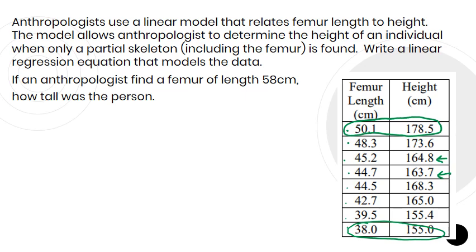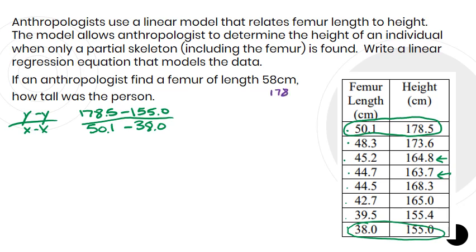So to start off, I am going to find the slope between these 2 points. So y minus y over x minus x. I'm going to start off with a y value of 178.5, and I'm going to subtract 155, all over 50.1 subtract that 38. Now, you guys need to have your own calculator for the test. You can do this by hand, but it would sure be nice if you had a calculator. I'm going to do it by hand because I don't have one with me right now.